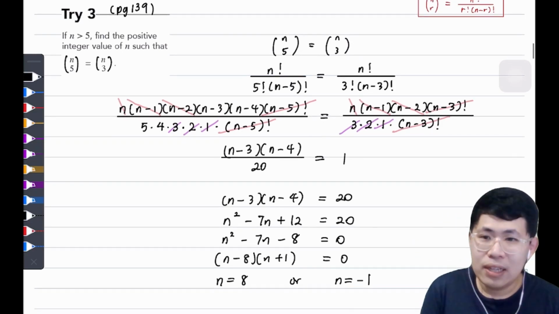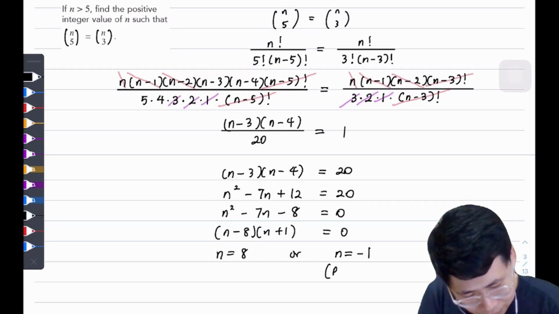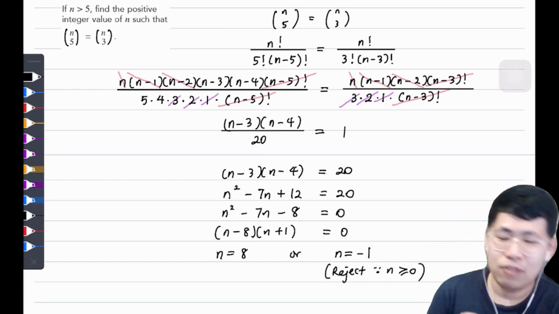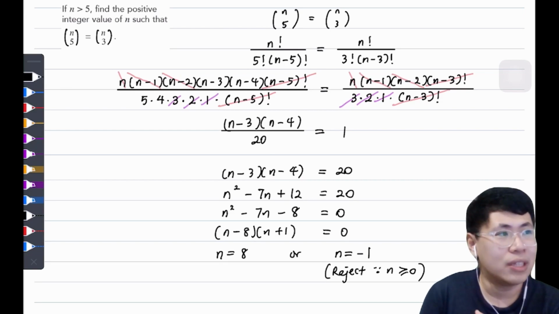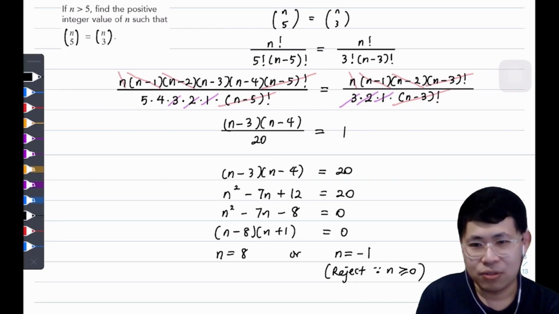Right, so over here what do we do? Which one do we reject? We reject the -1. Okay, we reject the negative number because n is going to be a positive integer. Right, n is going to be more than 0. So that's why, yeah, okay, n must be more than 0.